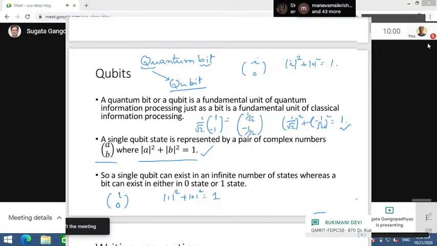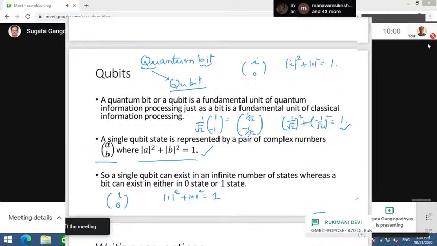but what is strange is that there is a severe limitation as far as reading and copying the states are concerned. It is not possible to read a quantum state as it is, and it is not possible to copy a quantum state. So these are the two things that are very important.